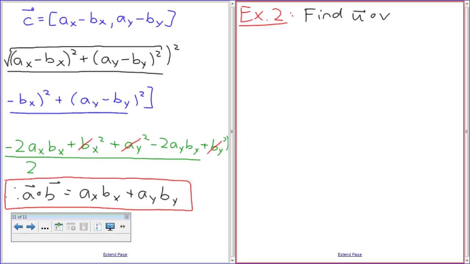Find u dot v when u equals (3, 4) and v equals (-1, 6). All right, you don't have to draw anything here, okay, if you don't want to. Actually, you shouldn't draw anything. You don't have to find any angles.